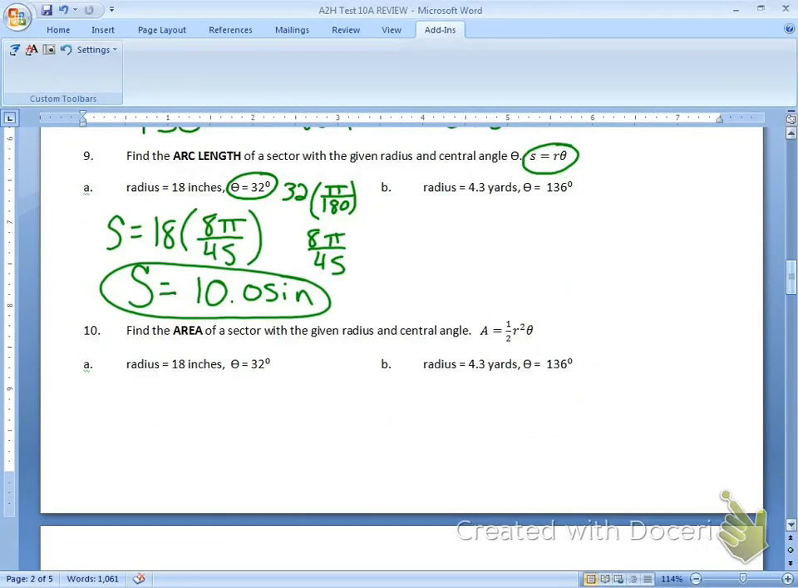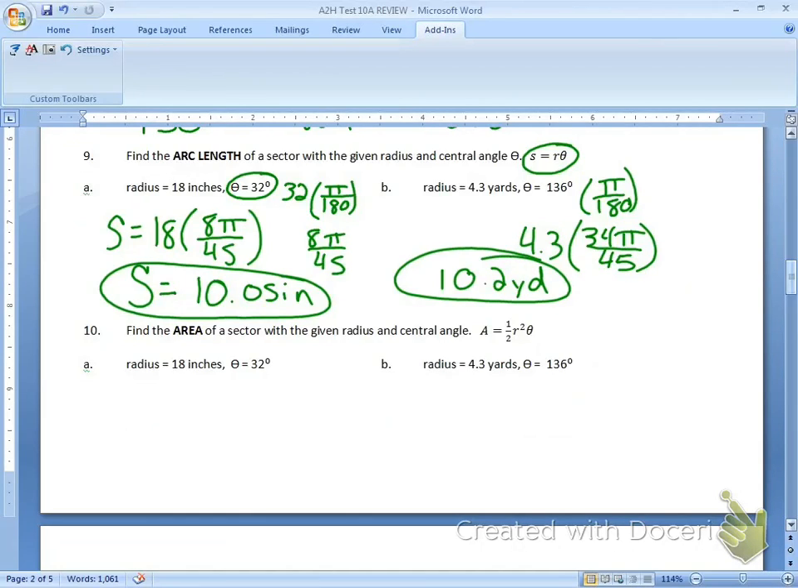You're going to do the same thing for B. You need to convert that 136 degrees to be radians, so times pi over 180. That simplifies to be 34 pi over 45. So you're going to take that times 4.3, and you're going to get an answer of 10.2 yards.